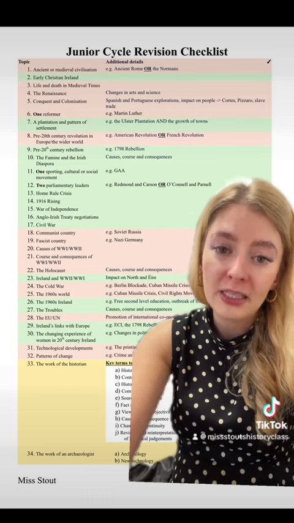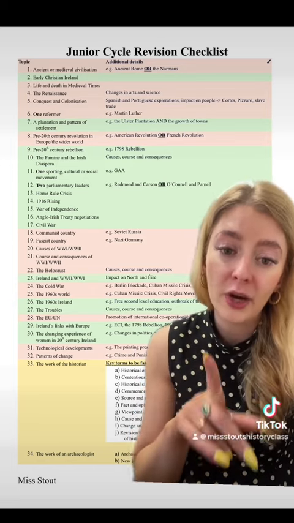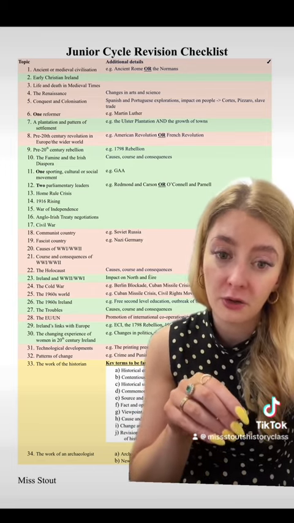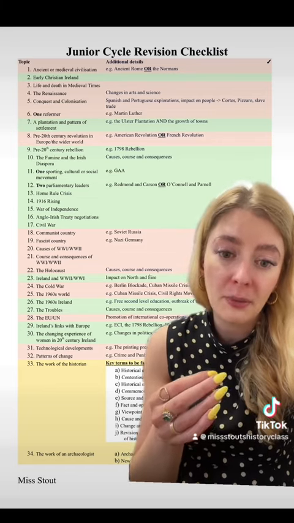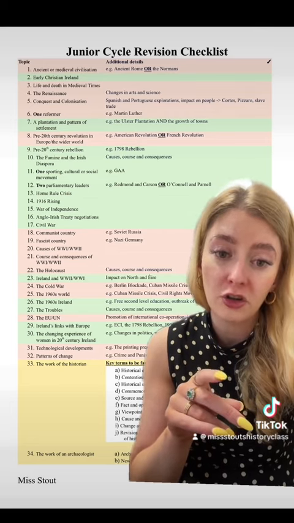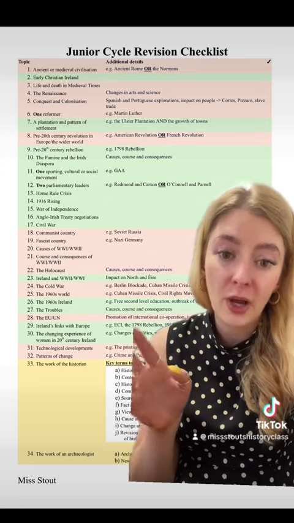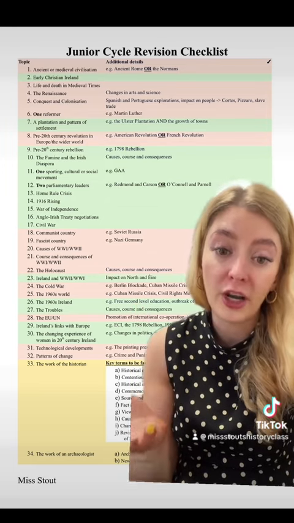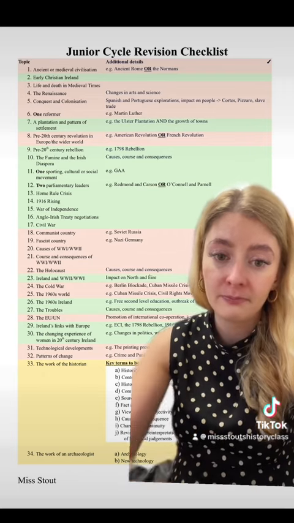And then the final aspect from the orange and green list here is you must study one example of patterns of change, okay? You might do multiple examples in class, but you only need to know one pattern of change. So my students would do crime and punishment, my colleagues might do health and medicine, they might do work and leisure, but you only need one example of patterns of change.